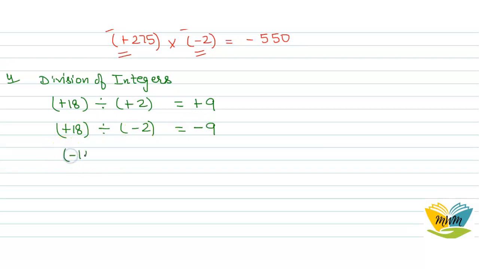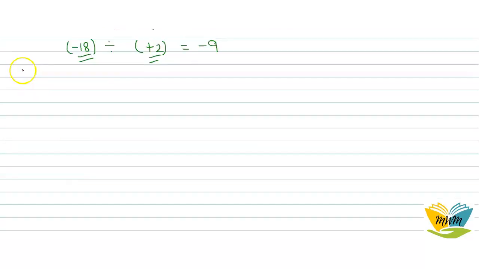Now if we want to divide minus 18 by minus 2, when 18 is divided by 2, we get 9, and minus and minus means plus. So our answer is plus 9. Now when minus 18 is divided by plus 2, again we get 9, and 18 is negative and 2 is positive. So we will get minus 9 as our answer.